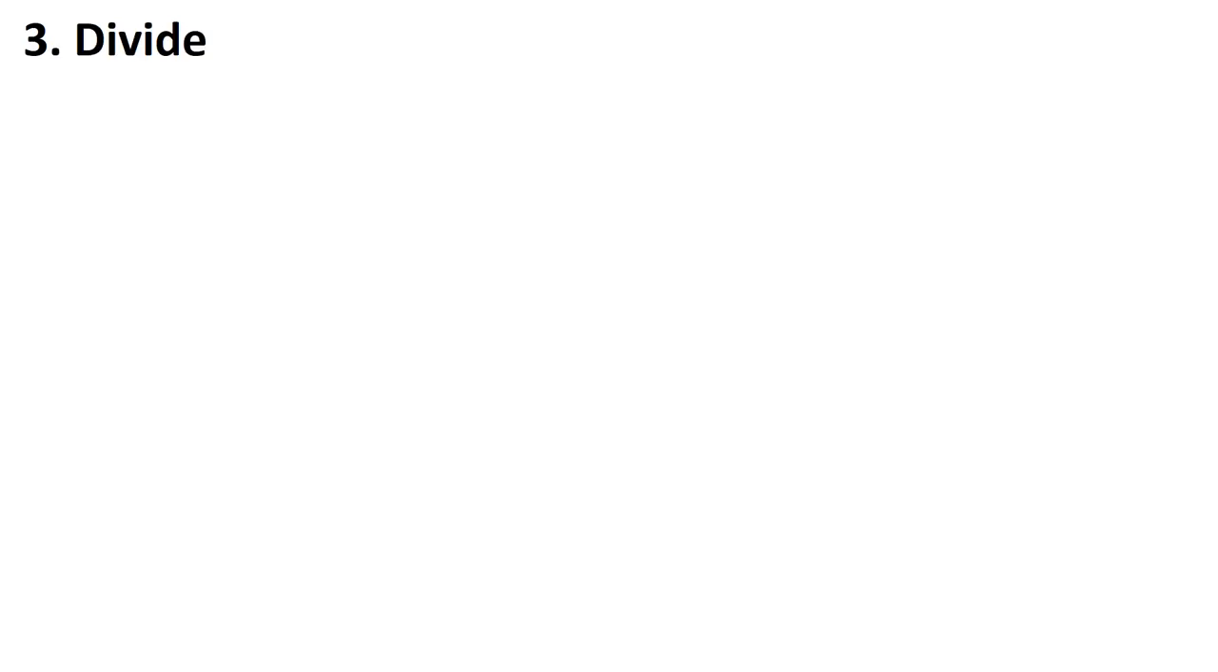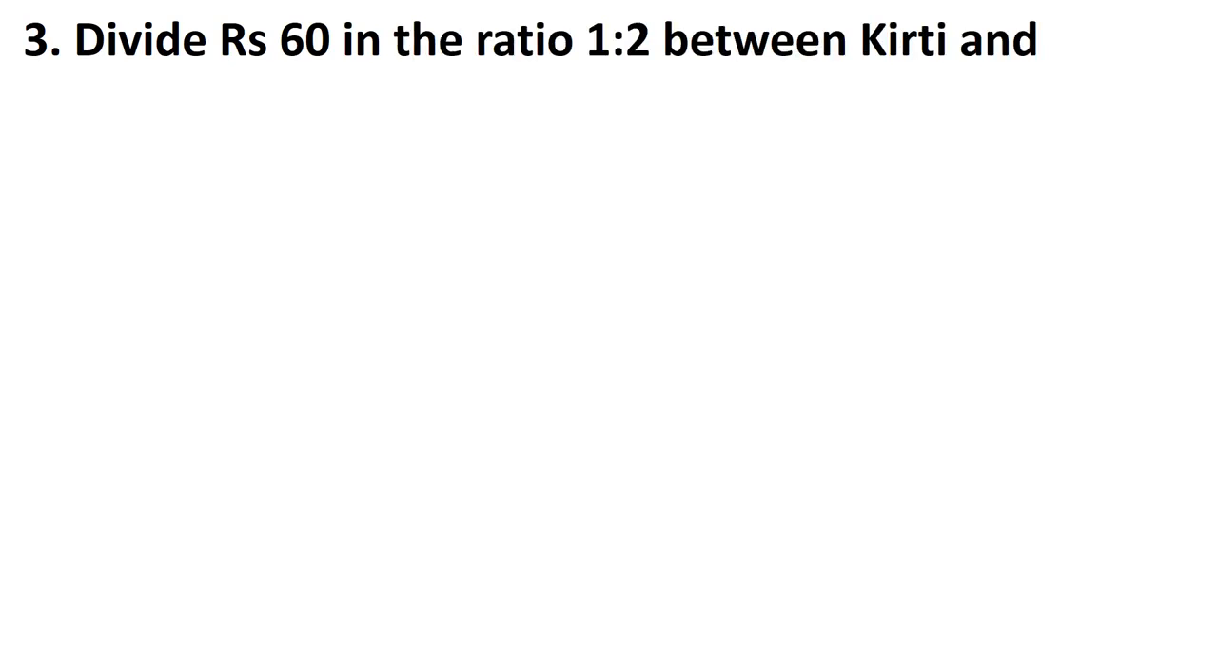See the next question, next example. Divide ₹60 in the ratio of 1:2 between Kirti and Kiran. Now see this question very carefully. You have to divide ₹60, this is the total rupees, in the ratio of 1:2 between Kirti and Kiran. Means if Kirti is getting ₹1, Kiran will get ₹2. In this way, you have to divide ₹60.